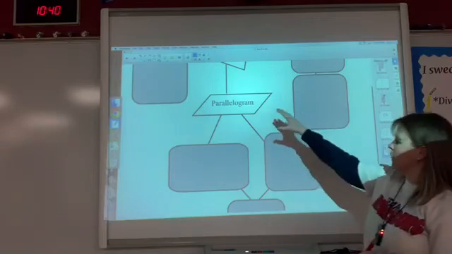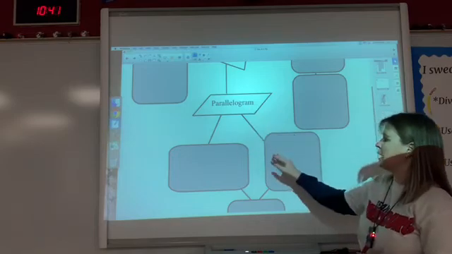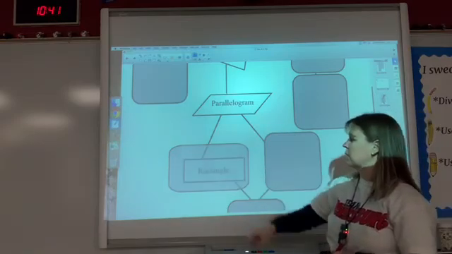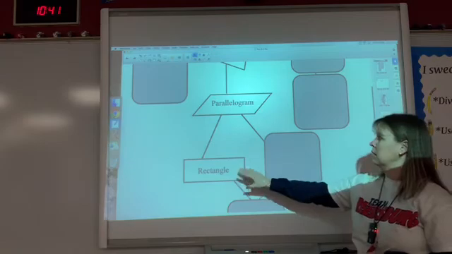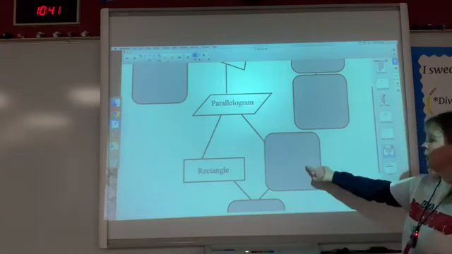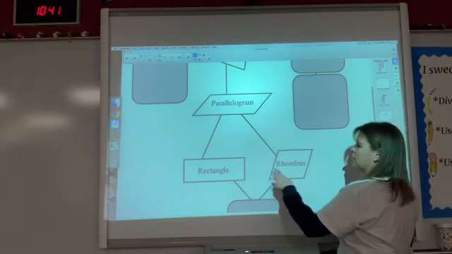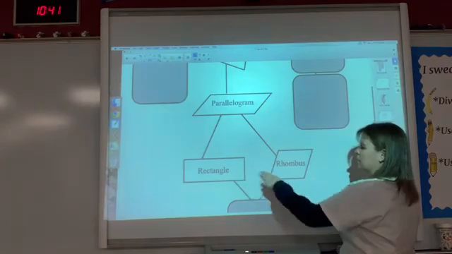A parallelogram, all of these three pieces are related to the parallelogram. They have the same properties, and we just talked about them. A rectangle has the same properties as a parallelogram. A rhombus has the same properties of a parallelogram. But notice the rectangle and the rhombus are side by side. They're not related the same.